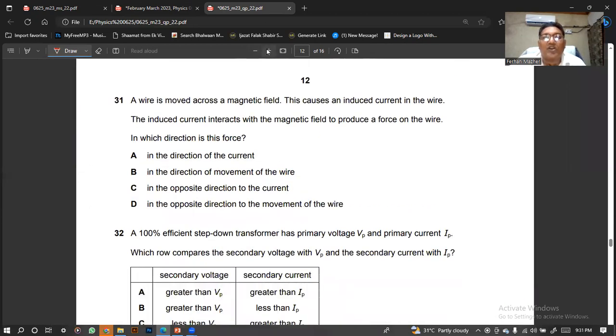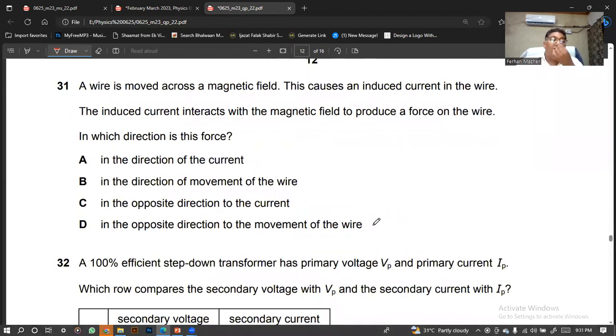So we have the next question, question number 31. It says, a wire is moved across a magnetic field. This causes an induced current in the wire. The induced current interacts with the magnetic field to produce a force on the wire. In which direction is this force? You know, this is Lenz's law. The force experienced by that wire, due to the interaction of the induced current and the magnetic field, will try to oppose the cause which is inducing that EMF, because you have moved the wire across the magnetic field.